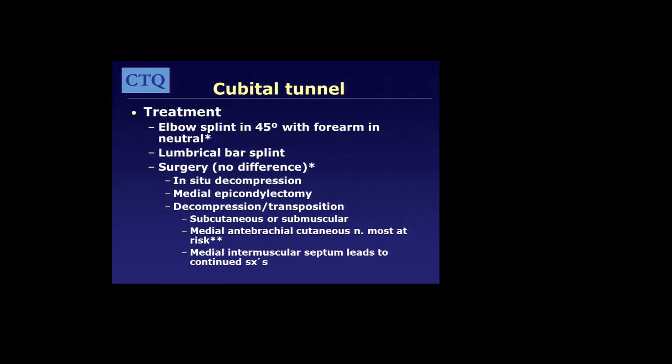But regardless of surgical treatment, the medial antebrachial cutaneous nerve is the structure most at risk during the surgical dissection. If a transposition is performed, remember to remove the medial intermuscular septum, because if not, that can be a source of iatrogenic compression.